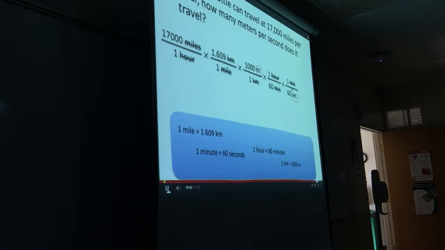So to finish solving our problem, we'll take 17,000 and multiply by all of our numerical values on the top, and then divide by all of our numerical values on the bottom. And we'll come up with an answer of 7.6 times 10 to the third meters per second.